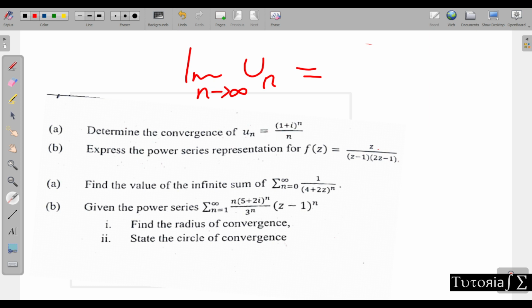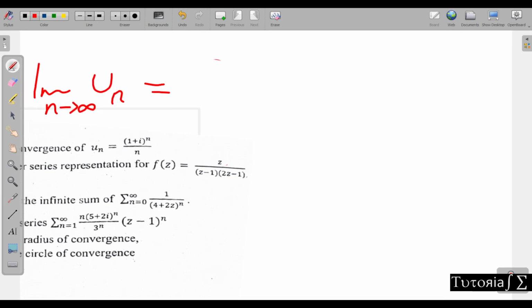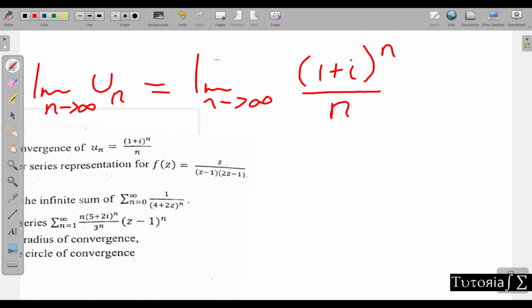So the question reads, determine the convergence of u_n equals that. We are finding the limit as n approaches infinity of (1 plus i) to the power n all over n. Does this converge or diverge? Do we remember our limits from second year? How do we compute this limit?